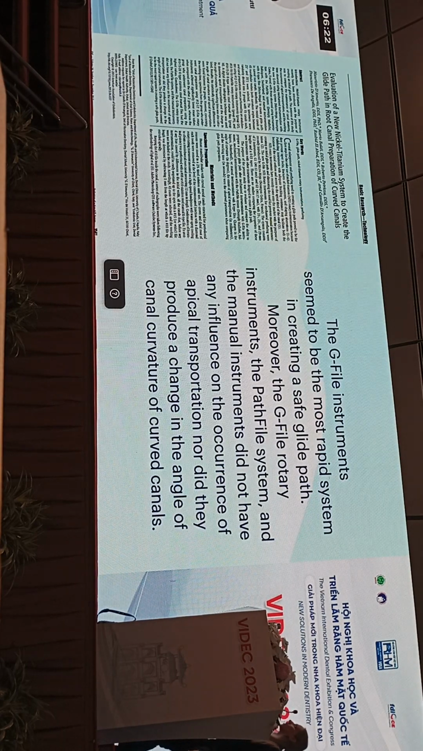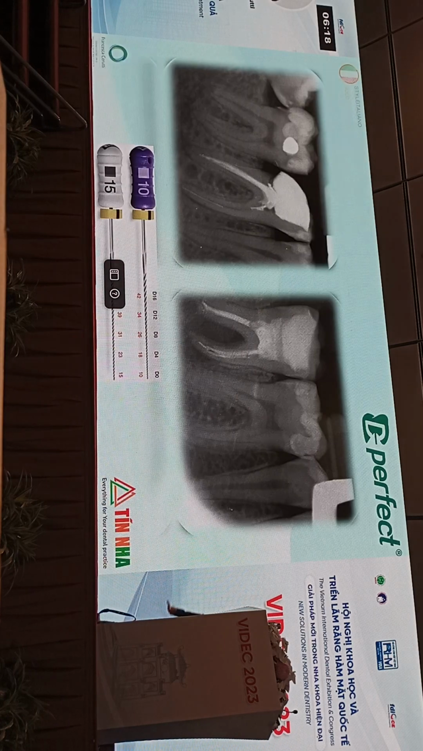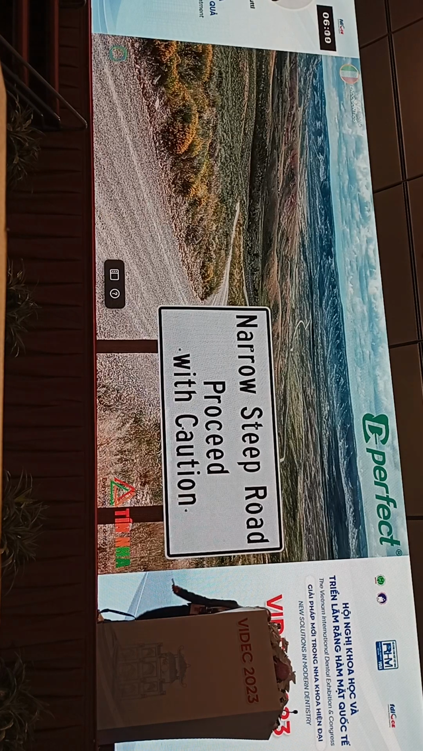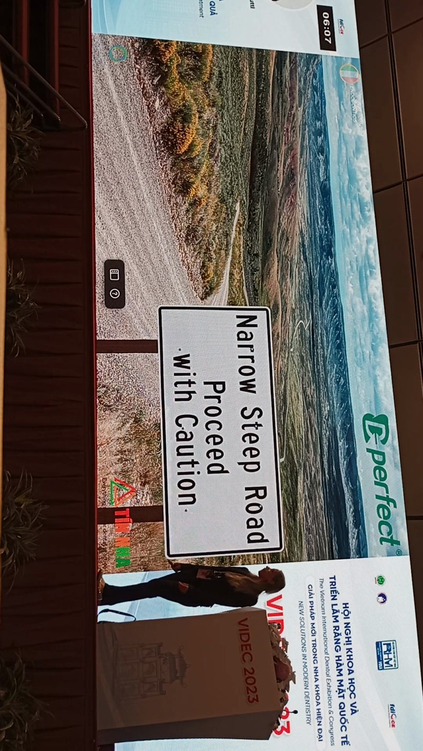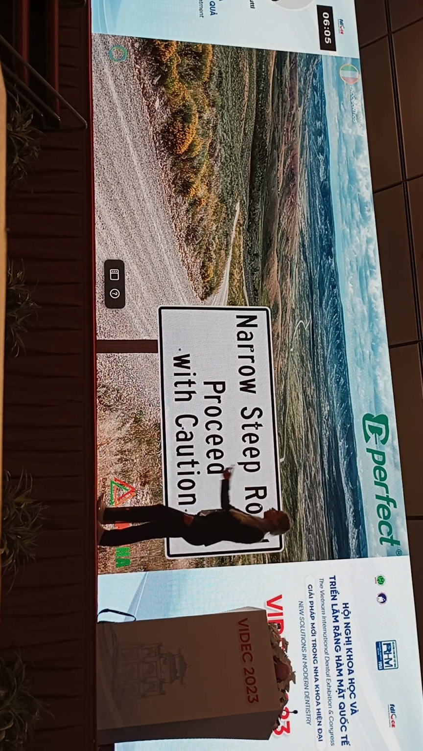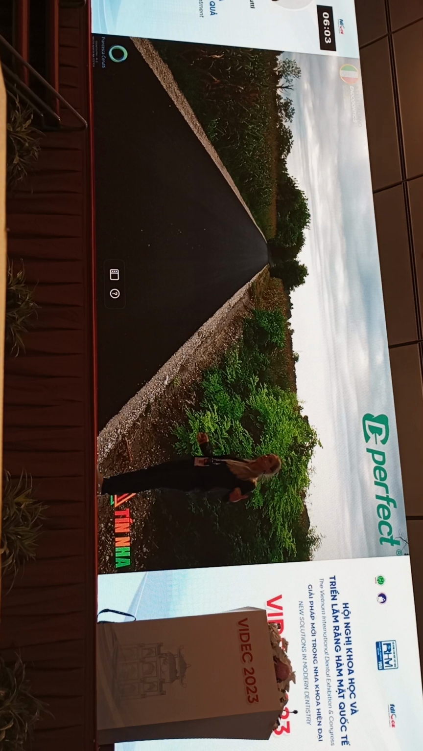And you find several types of glide path file in the market. They all perform well. Also because you have to remember that even manual files can be broken in the canal. So it's not all about rotaries. The aim of the glide path is to transform this situation into this.